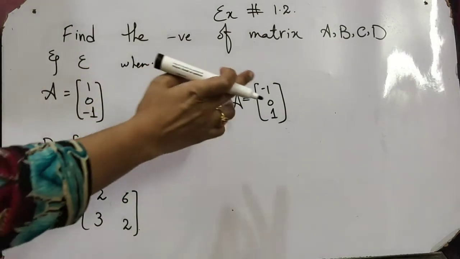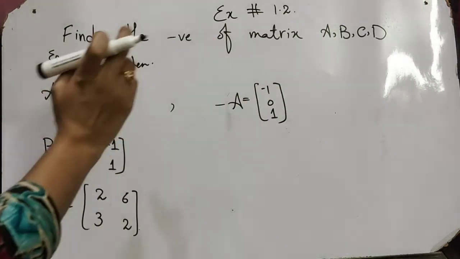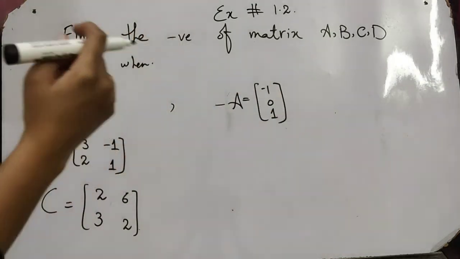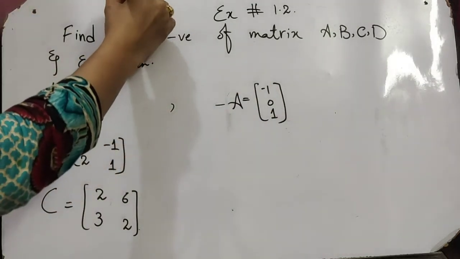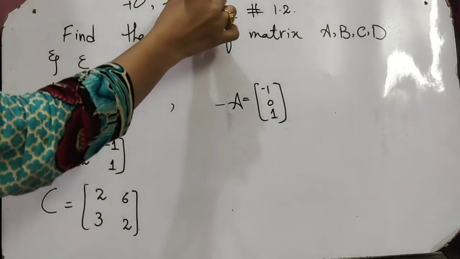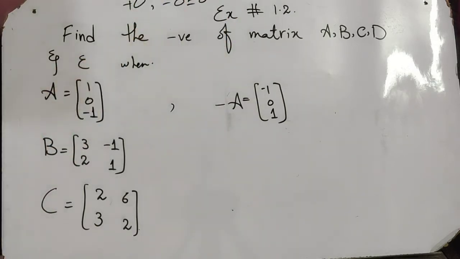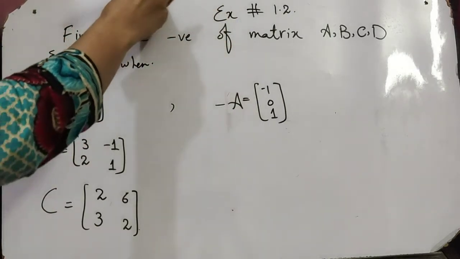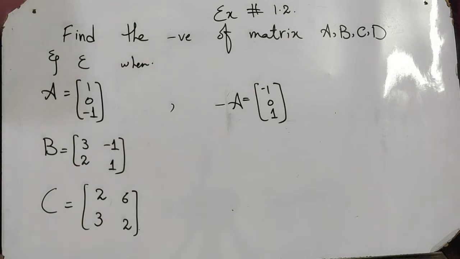Minus 1 changes into 1, 1 changes into minus 1, and 0 changes into 0, because positive 0 or negative 0 is equal to 0. Zero has no sign. Zero is not a positive number and not a negative number. It is a non-negative and non-positive number.